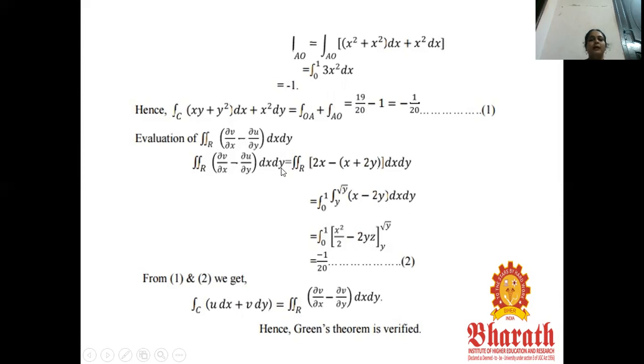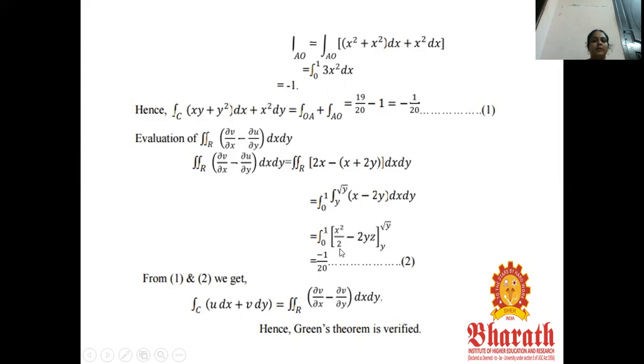Next, similarly, the right hand side is the double integral over R of ∂V/∂x minus ∂U/∂y into dx dy. ∂V/∂x value is 2x, and ∂U/∂y is x plus 2y. Now the integral limits: the inner integral is from y to root y, and the outer integral is from 0 to 1. First of all, we have to integrate with respect to x. It becomes x square by 2 minus 2yx, from y to root y.